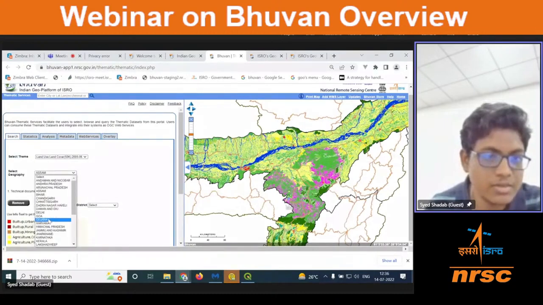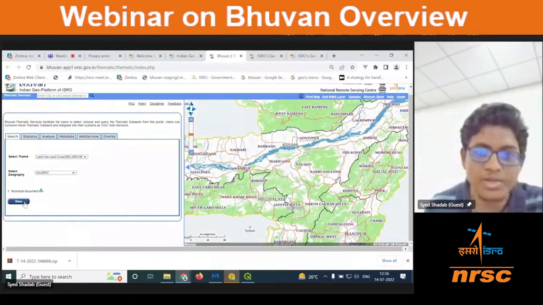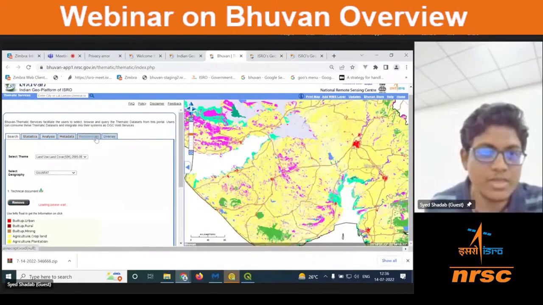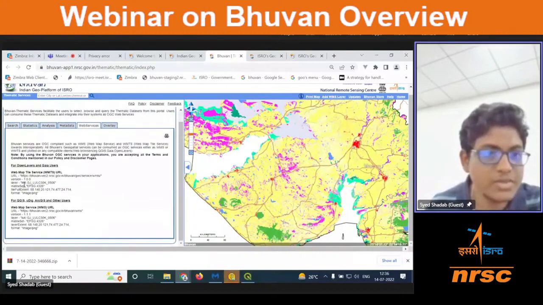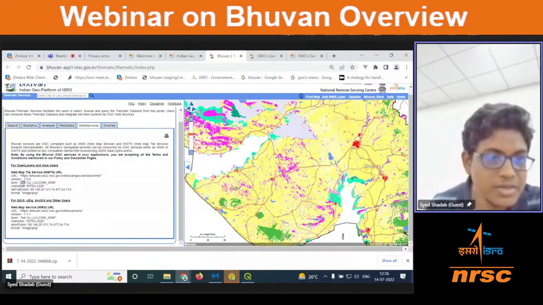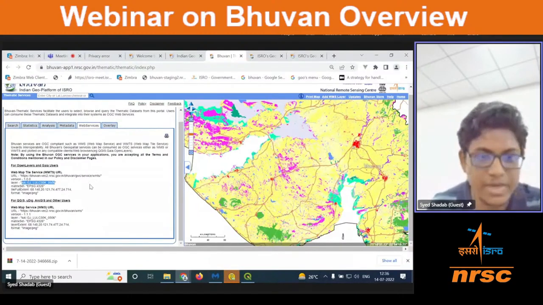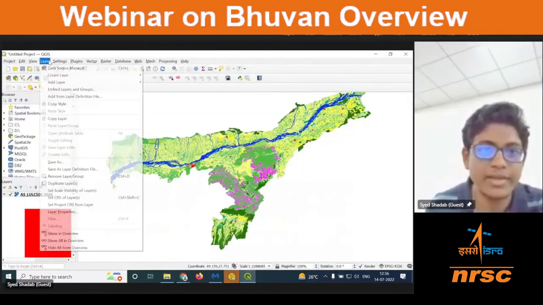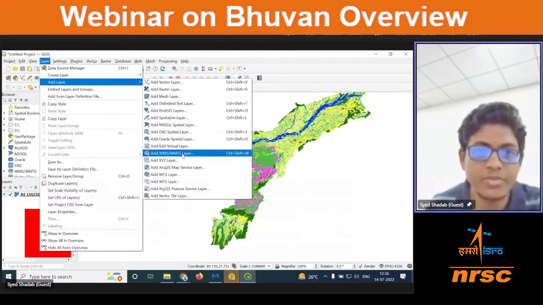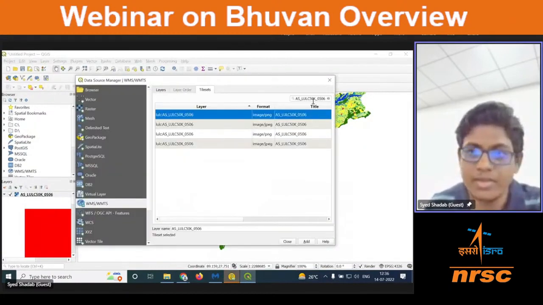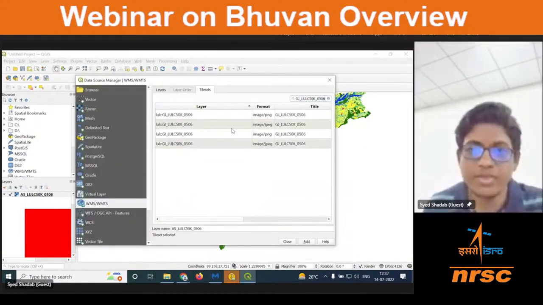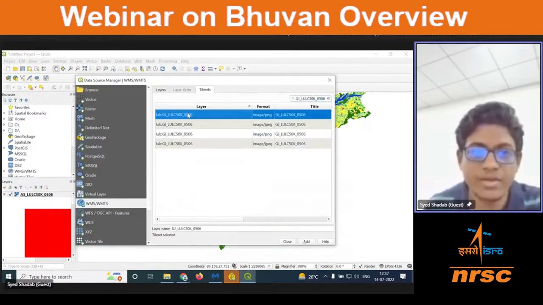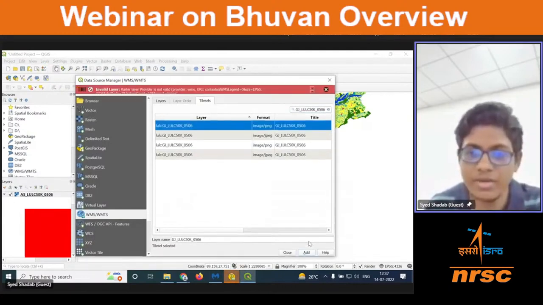If I select Gujarat, I'm getting the layer. Same thing, we'll go to the web services. This URL is already added. I will search for Gujarat LULC now. I'm searching the layer name. Again, I have to go to Layer, Add Layer, then Add WMS/WMTS Layer. I have to search for this layer. So this is the Gujarat layer. I will click on this and simply click on Add.